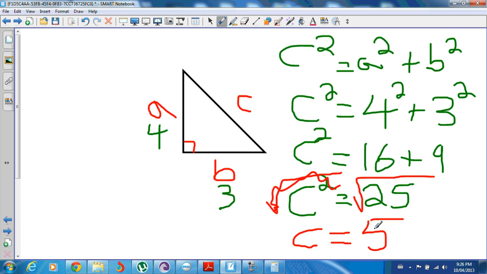So whenever you're given any triangle, and you know it's a right triangle, you can use Pythagorean's theorem, which is this simple formula up here, C squared equals A squared plus B squared, and plug in your numbers, work it out, and then you might have to square root each side at the end.